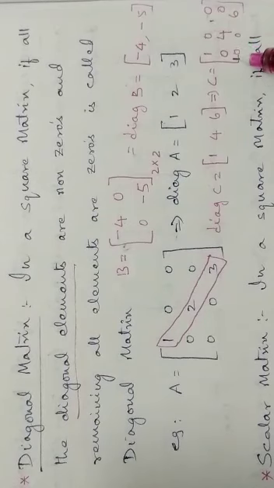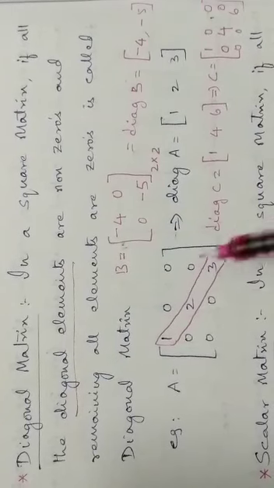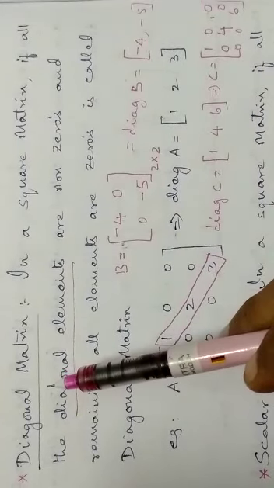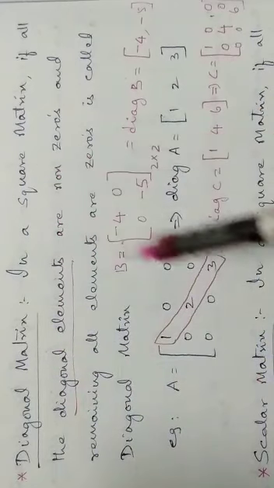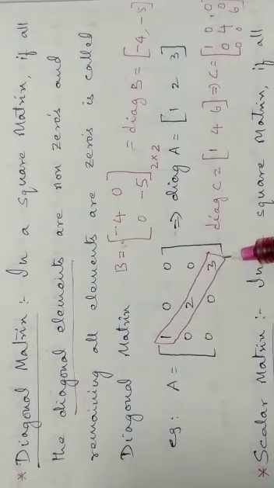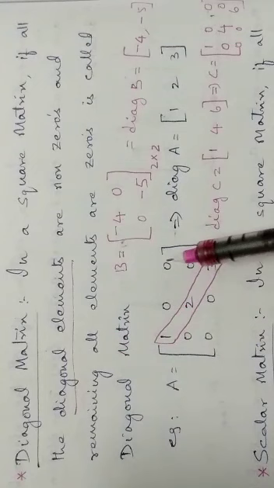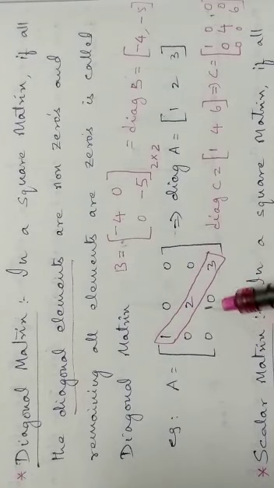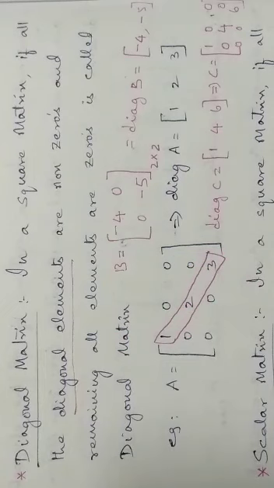So diagonal matrix means, in a square matrix, if all the diagonal elements are non-zeros, remaining elements are all zeros, such matrix is called diagonal matrix. Right.